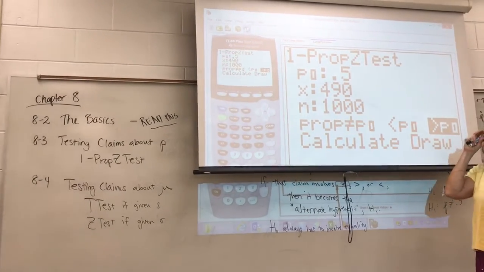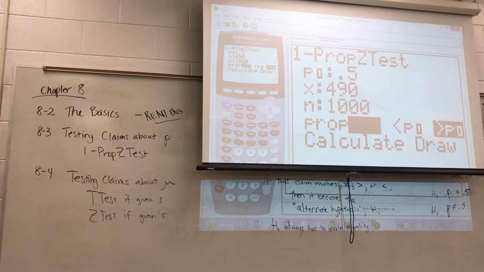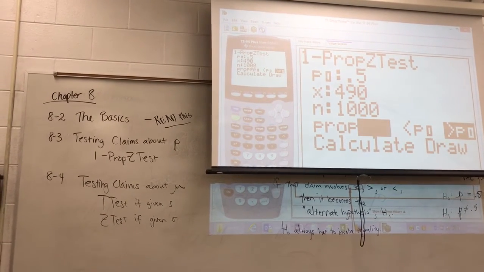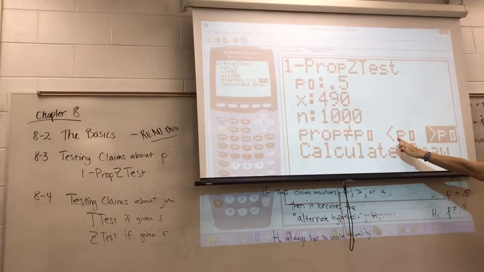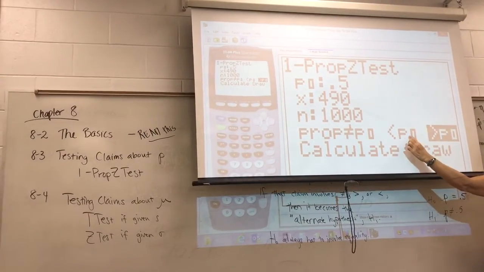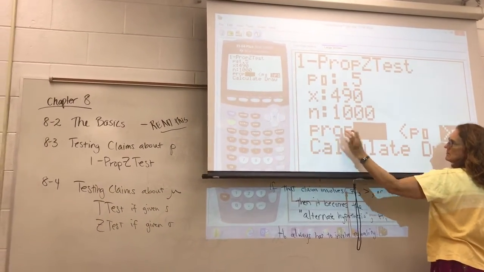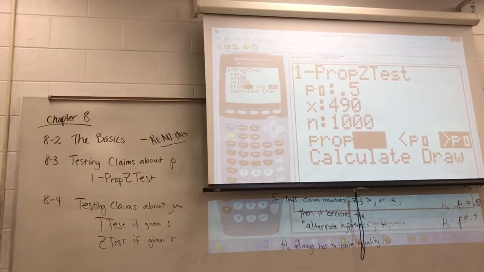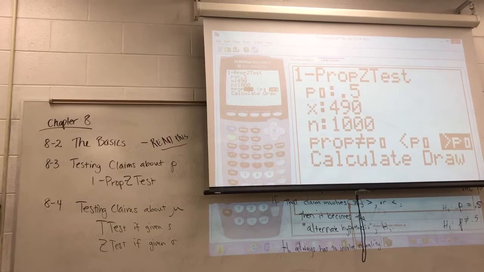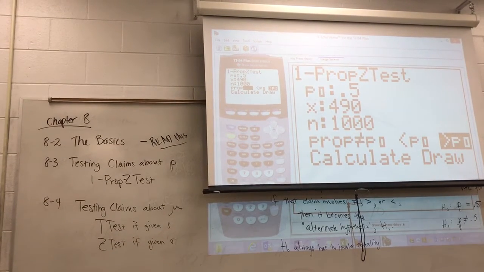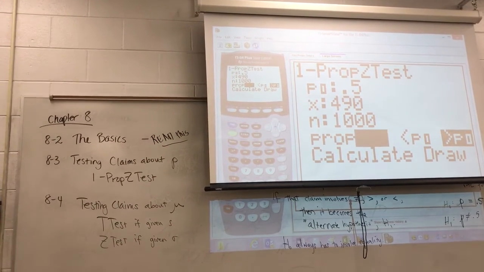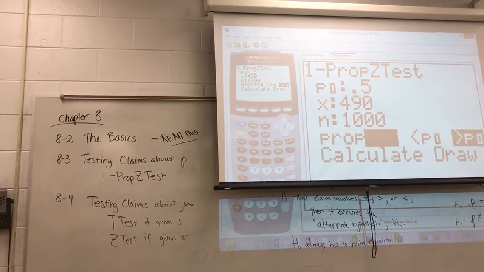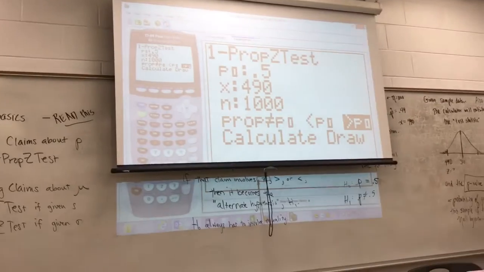Alright, then it asks which one is your alternate hypothesis, because that tells it how to calculate the p-value. If our alternate hypothesis was actually that it's less than 50%, then we would choose this one. P sub 0 again is the 50%. The proportion is what we're comparing to P sub 0. If it were less than 50%, then it would just calculate the area beyond that to the left.